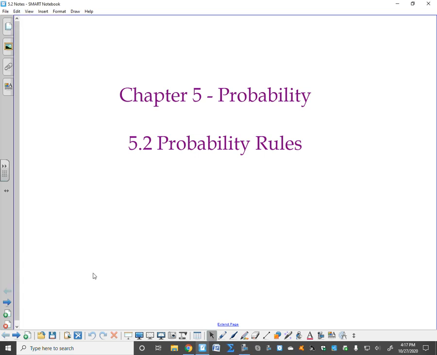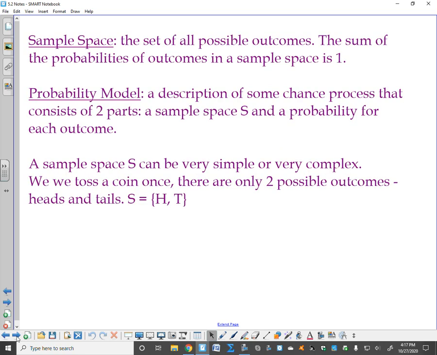All right, so for this lesson, we're going to get into some actual probability rules and some probability models. So a little bit of vocab. We have what's called a sample space, and that is the set of all possible outcomes. The sum of the probabilities of all the outcomes in your sample space has to add to 1. So if I'm flipping a coin, my sample space is heads or tails. So 50% chance it'll be heads, 50% chance it'll be tails. Add those up, that's a 1.